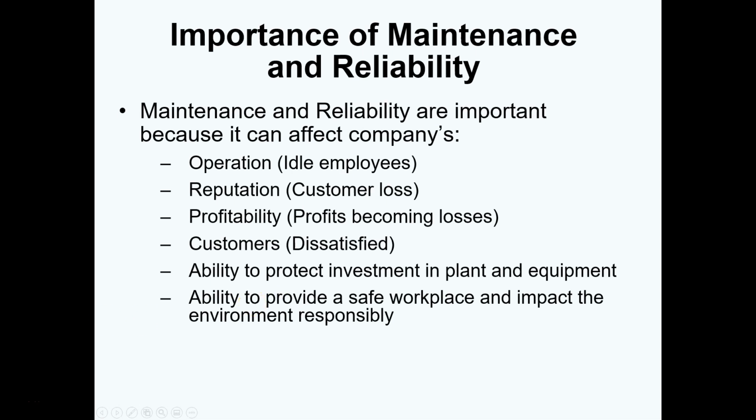When buying a new product, usually we look at the warranty associated with it or the possibility of buying a maintenance plan. But maintenance and reliability is not only important for the customer, but also important for companies. Maintenance and reliability can affect companies' operation. If one of the main machines broke in a manufacturing environment, the company's operation will be affected, and employees might be idle until fixed.